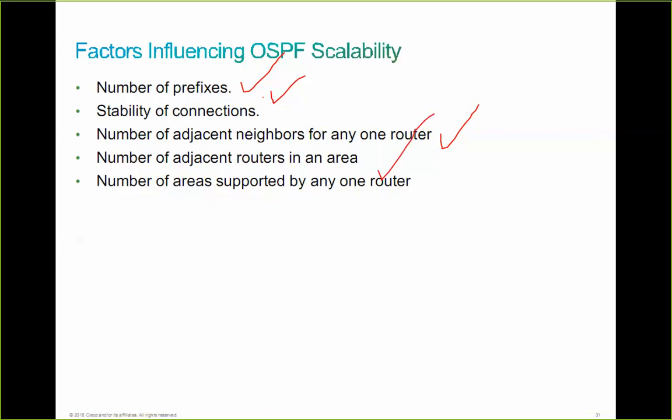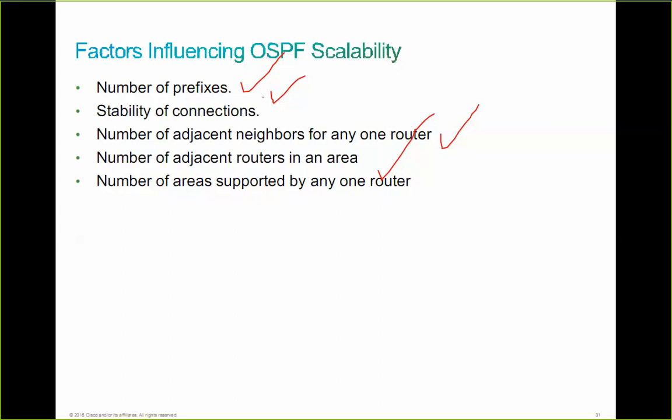OSPF uses a very CPU-intensive algorithm. We know that. Dijkstra's algorithm is a very CPU-intensive algorithm. The number of calculations that have to be performed is a logarithmic proportion to the number of packets, right? So let's say I have a number n of link state packets, then the number of calculations is n log n, right?